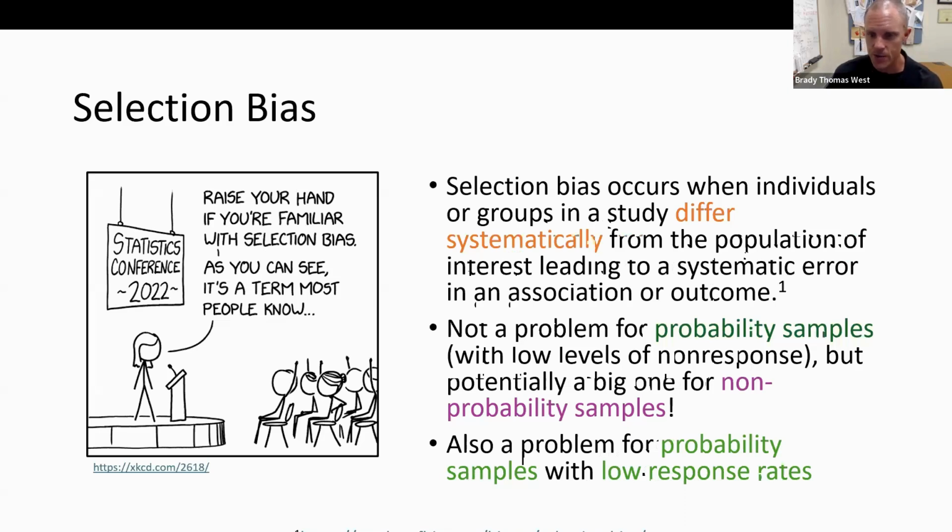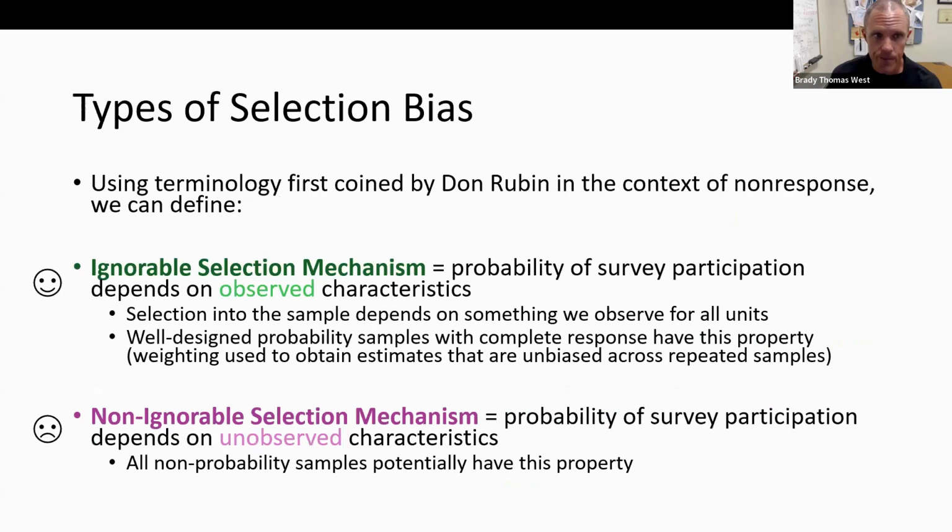And again, this can also be a problem for probability samples with very low response rates. Don Rubin was the first to coin this kind of terminology that we can use in this context of survey non-response. An ignorable selection mechanism is one where the probability of participating in a given survey, and we'll extend that to be a study in general here, depends on other observed characteristics. So selection into a sample can depend on something that we observe for all the units.